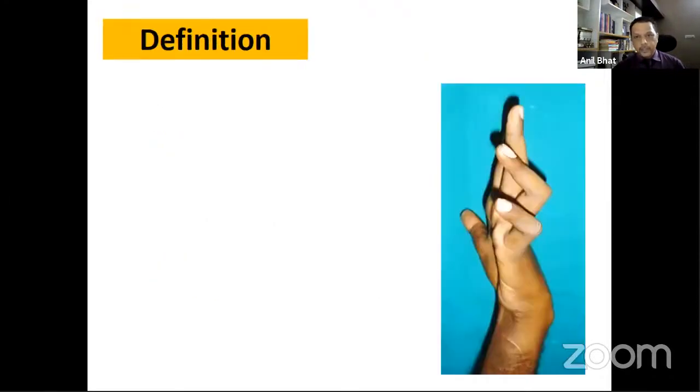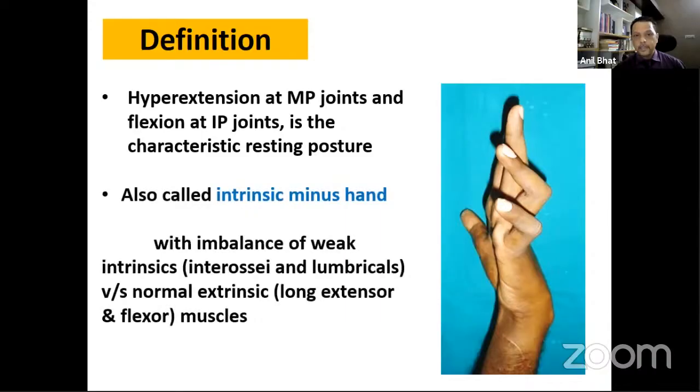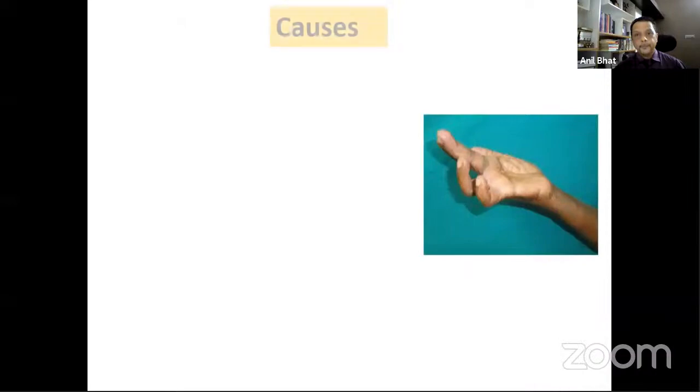So coming to the definition itself, all of you know it's basically hyperextension at the MCP joints and flexion at the IP joints. That's a characteristic resting posture. It's also called intrinsic minus, meaning the intrinsics are absent or paralyzed here, so that there is an imbalance of weak intrinsics, basically the interossei and the lumbricals, versus the normal extrinsics, the long extensors and flexor muscles. So it's also called the intrinsic minus hand.